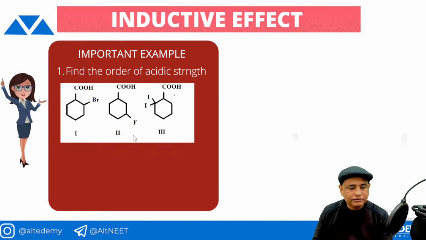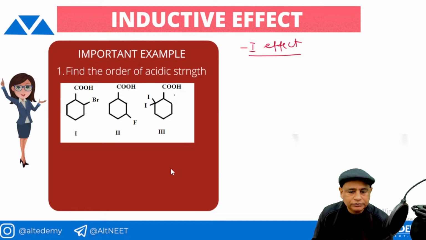Let us try to solve a question. Find the acidic order of a compound. Acidic strength of a compound. We know that acidic strength will be determined by what? Minus I effect. More the minus I effect, more is the acidity. This is a carboxylic acid and obviously it will be showing acidic behavior. Minus I effect is having a pulling effect. What are the species that are attached? We have fluorine, we have bromine, and we have 2 iodines.